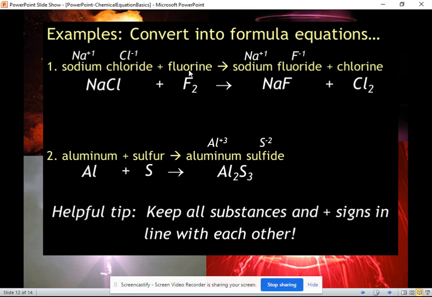So you want to kind of remember to try to keep your substances or your plus signs and your yield signs lined up with each other. So I usually like to do that, even if that means a lot of spacing in between. I personally like seeing the arrows line up and the plus signs line up with each other. So you guys can go ahead and do that too if you want. You'll have a lot of space in between, but that's okay. That also leaves you room to add coefficients when you need to.